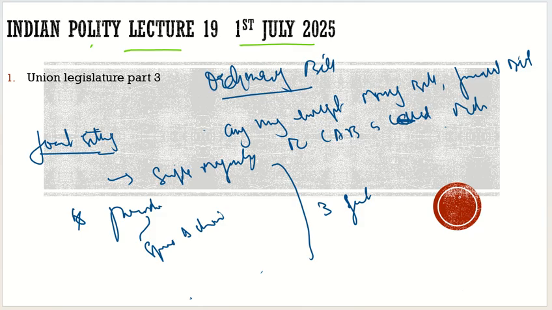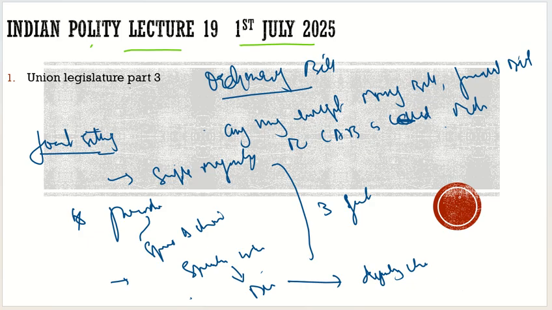Now the real question is, who will preside? It is the speaker who presides over the joint sitting. Suppose the speaker is absent, then who would preside? It is the deputy speaker. If the deputy speaker is also absent, then the deputy chairman. If the deputy chairman is absent, then they will choose one in the joint sitting. So first it would be the speaker, then the deputy speaker, then the deputy chairman.